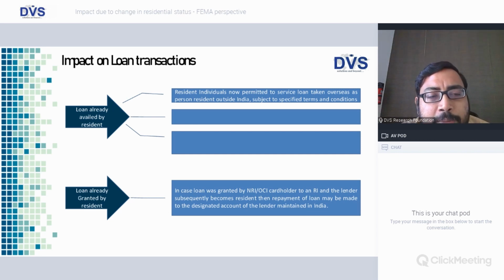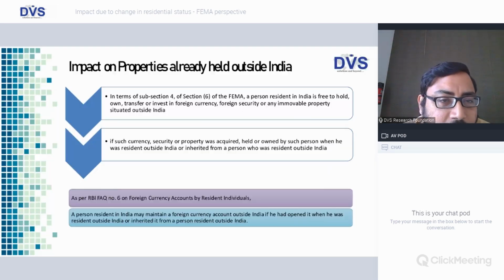Okay. So one important point is in the case of loans taken when he is a non-resident, he will be allowed to repay the loans from India, but the conditions will be stipulated by the AD banker in consultation with RBI. So you have to satisfy those conditions.